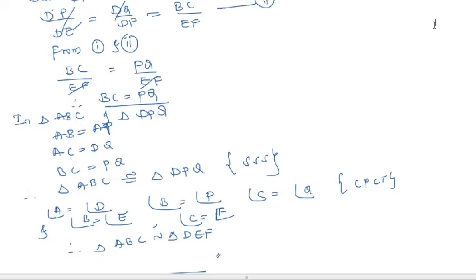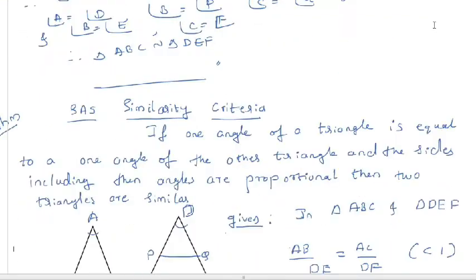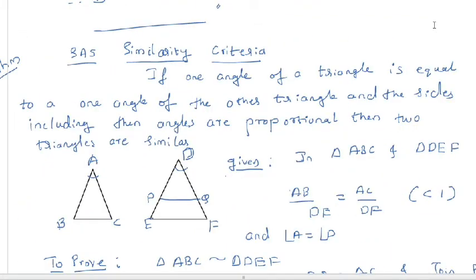Therefore, angle A is equal to angle D, angle B is equal to angle P, angle C is equal to angle Q by CPCT. Angle B is equal to angle E, then angle C is equal to angle F. Therefore, triangle ABC is similar to triangle DEF. Now, last one, SAS similarity criteria.